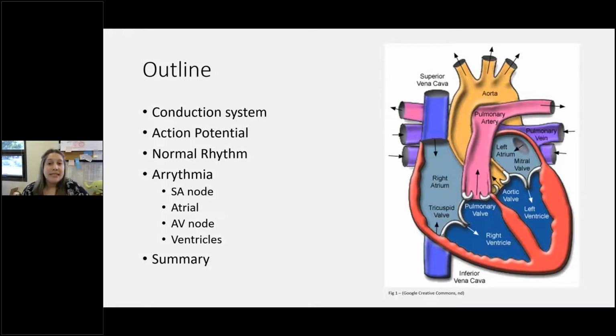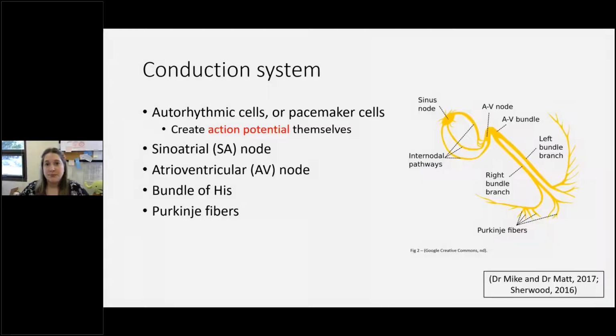So we will begin today's lesson by exploring the conduction system of the heart. We will then explain how these cells make their energy by discussing action potential of pacemaker cells. This leads us to examine normal heart rhythm. This way we can contrast the ways abnormal activity affects the rhythm of the heart. Finally, building off of what we've covered, we will discuss the different ways that normal rhythm could be disrupted.